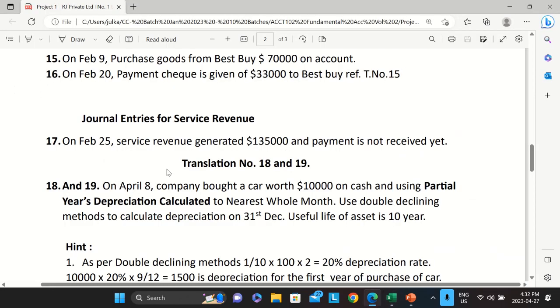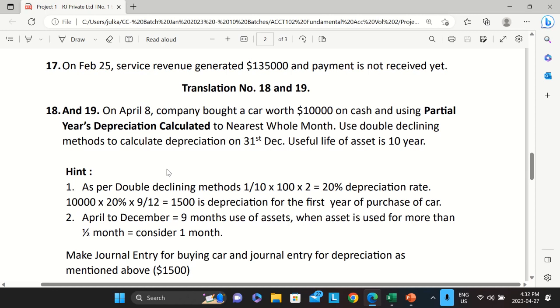So now the 18th transaction is saying that on April 8, the company bought a car worth $10,000 on cash, using the partial year's depreciation calculated to the nearest whole month. Use the double declining method to calculate the depreciation on 31st of December, and the useful life of the asset is 10 years. So what does this mean? It means exactly the same thing that I have explained here. As per the double declining method, 1 divided by 10 into 100 into 2 is 20%. That is how to find the percentage of depreciation here. So this is the 20% depreciation rate.